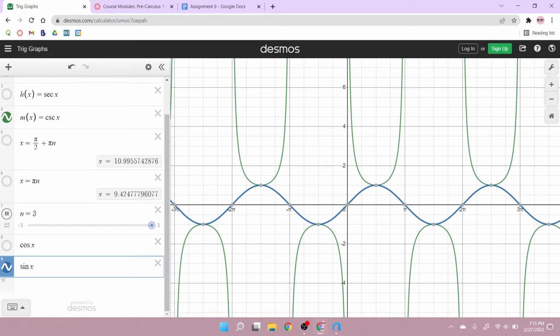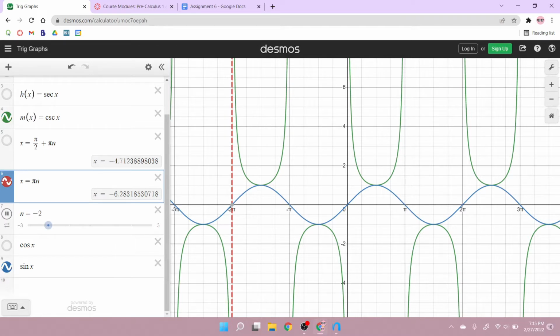So here's our cosecant of x, and then we have, sorry, I have a dog barking, but we have asymptotes at every pi n, right? If you see, I plotted my pi n and put my slider in for n being integers, you'll see the cosecant of x has asymptotic behavior at every pi n interval. So let's go back to our graph.